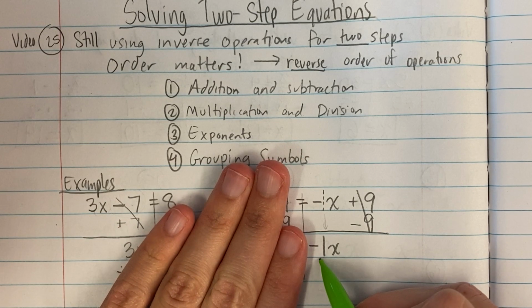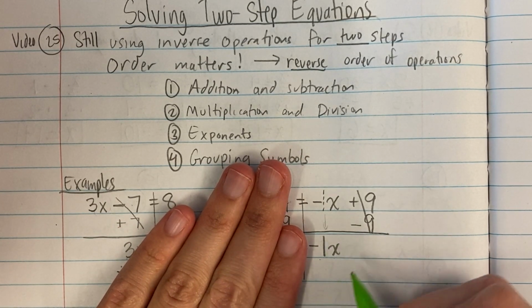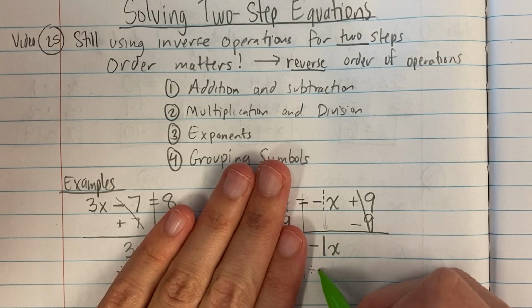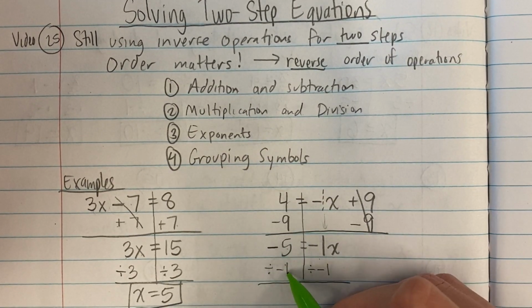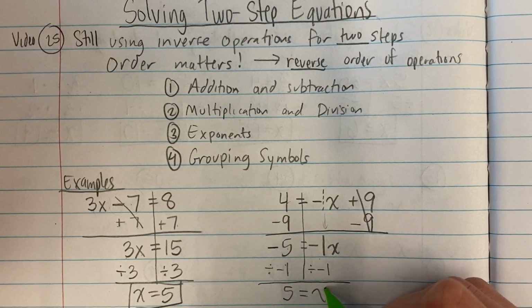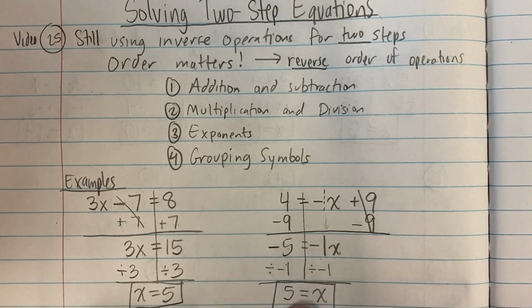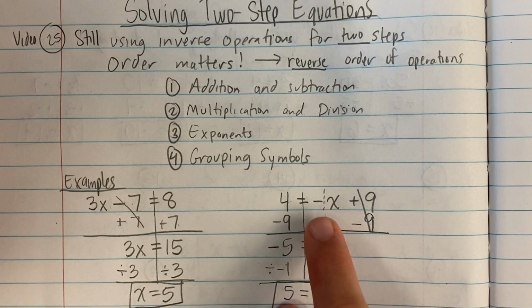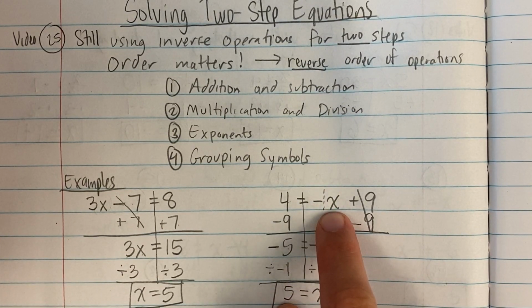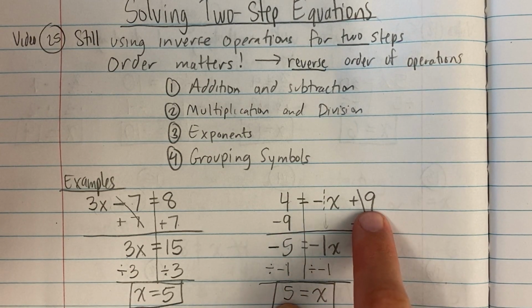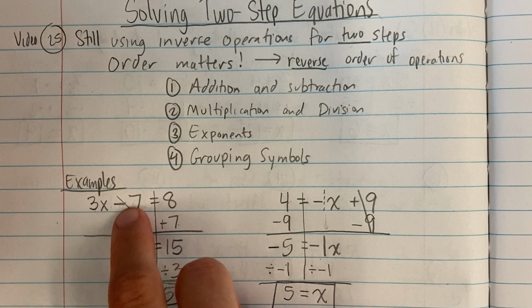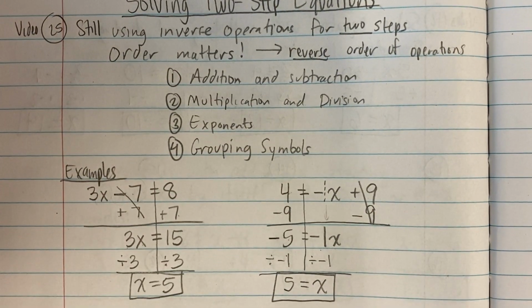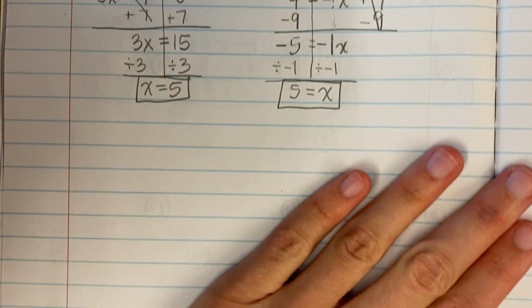Okay, now this negative 1 is being multiplied by x. It's being multiplied, so I'm going to go ahead and divide by negative 1. Negative divided by negative is positive. 5 divided by 1 is 5. So x equals positive 5. And we can always check our answers, right? If I plug in here, this becomes negative x, this becomes negative 5 plus 9. Does that equal 4? Yes, it does. If I plug in 5 here, 3 times 5 is 15 minus 7 equals 8. Yep, that looks good. Okay, so those are your examples.